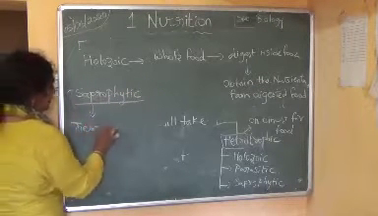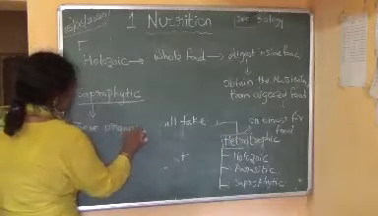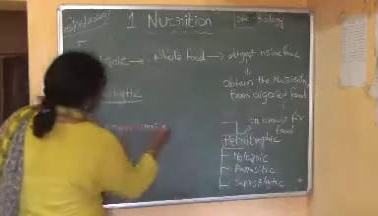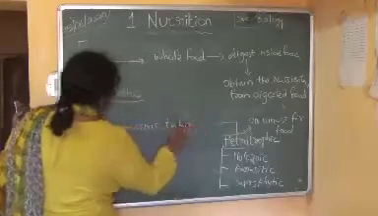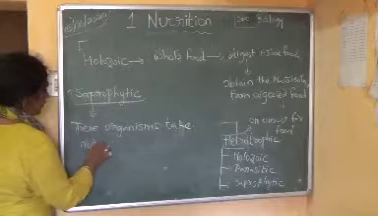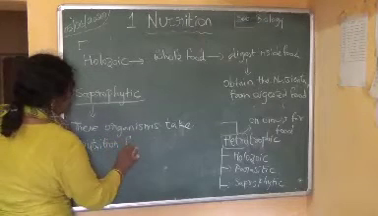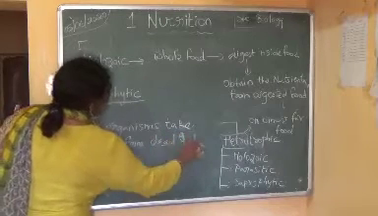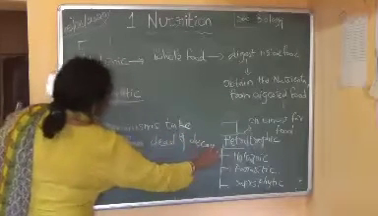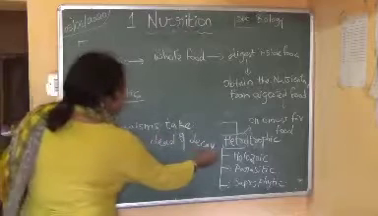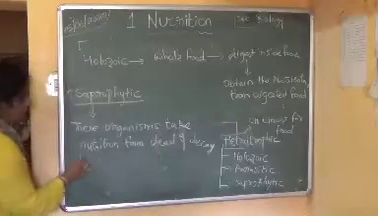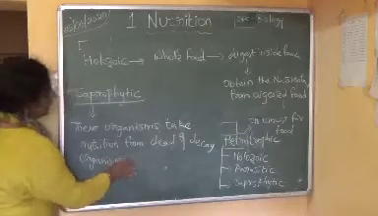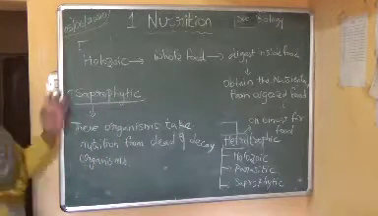These organisms take the nutrition from dead and decay. Dead means dead and decayed, decay means rotting, organisms. Okay, so this is about the types of nutrition.